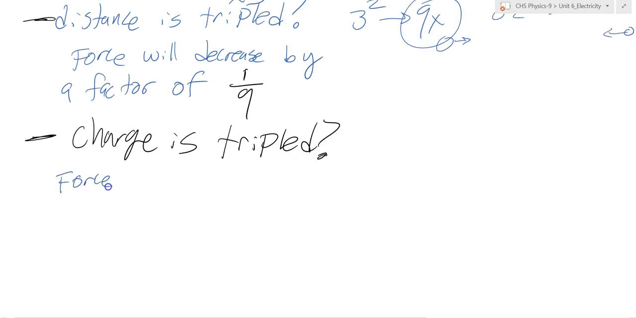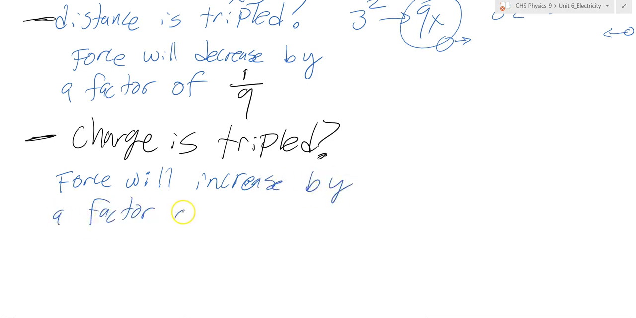So force will increase by a factor of 3. That's it. Hey, that's not so hard, is it? Let's do a few more.